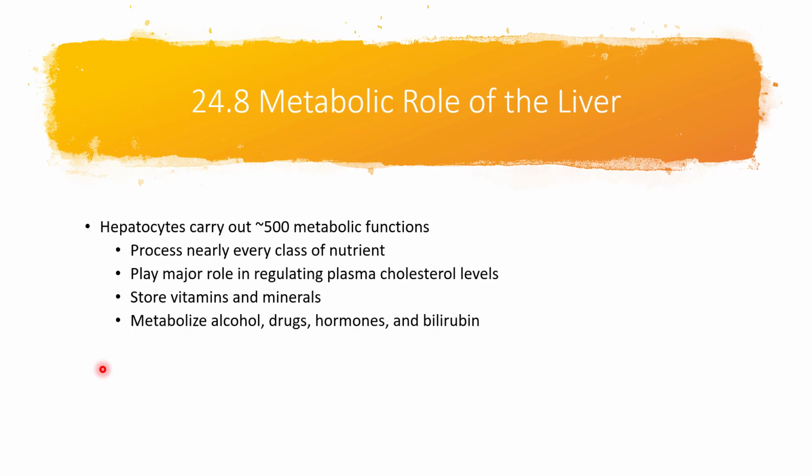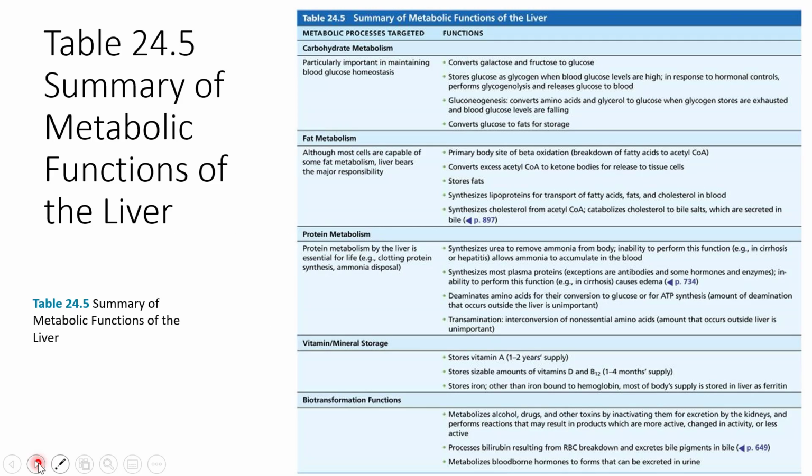Now, hepatocytes, or cells in the liver, carry about 500 or so metabolic functions. Our liver is really the metabolic organ. It processes nearly every class of nutrients. It plays a major role in regulating plasma cholesterol levels. It stores vitamins and minerals. It metabolizes alcohol, drugs, hormones, and bilirubin. It is a very hard working group of cells, the cells of the liver.